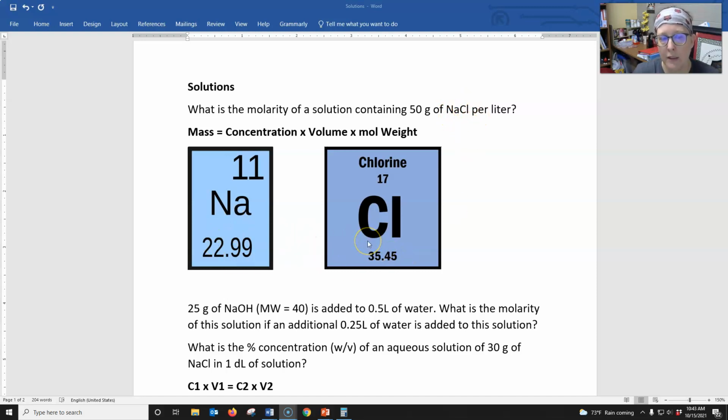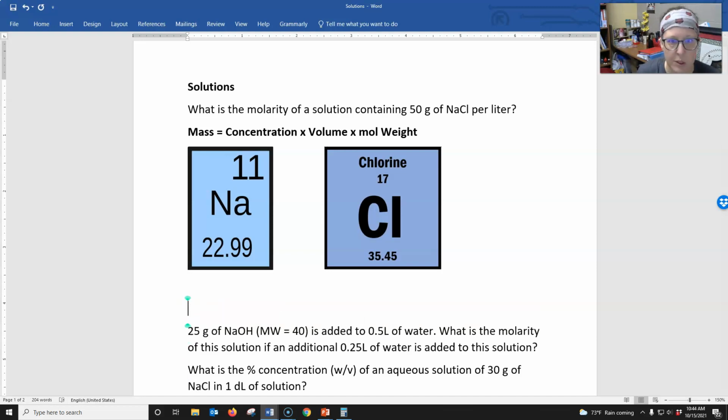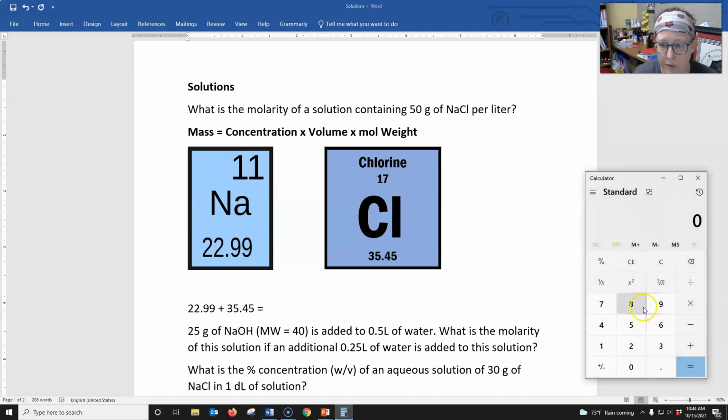Now if you had two of sodium or whatever, you would have to double that, so you have to respect that. But we're just going to go here with the sodium chloride, and that would be the first thing that we would do. So we would go 22.99 plus 35.45, and that's going to give us the molecular weight of sodium chloride.